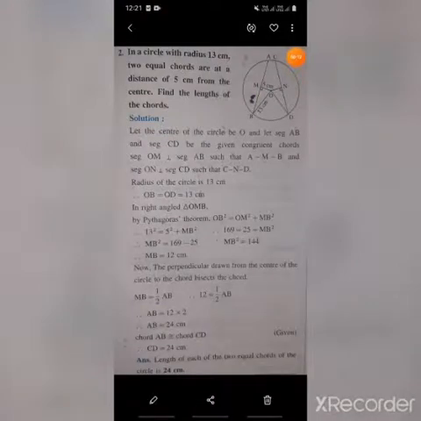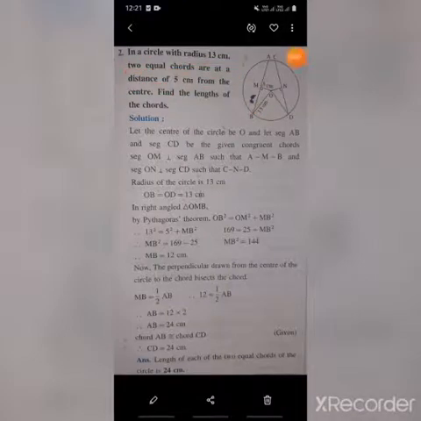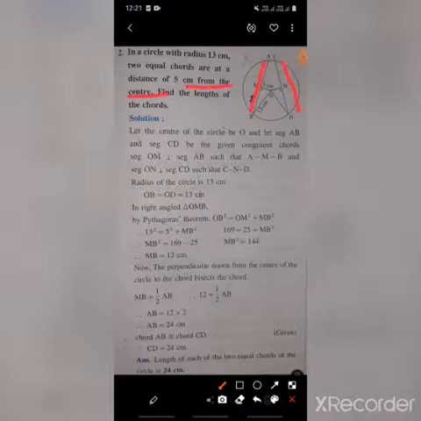Okay students, so here is the next question. In a circle with radius 13 centimeter, here the diagram will be given, 13 centimeter. Two equal chords, AB and CD, are at a distance of 5 centimeter from the center. Find the length of a chord. We have to find this length of a chord.